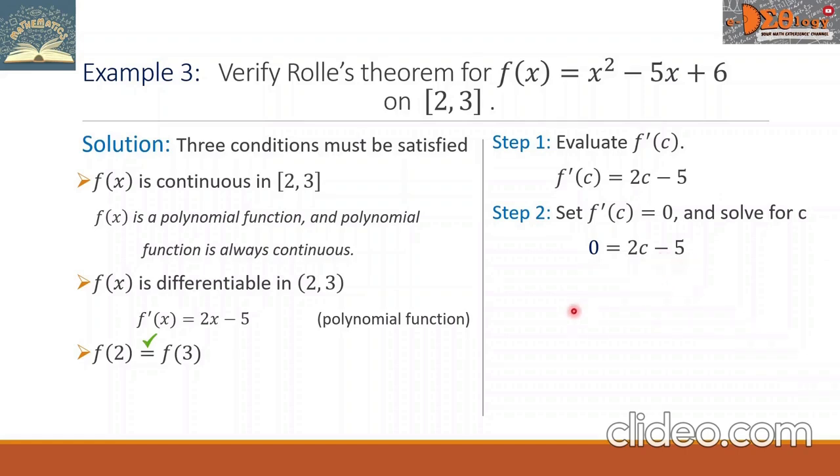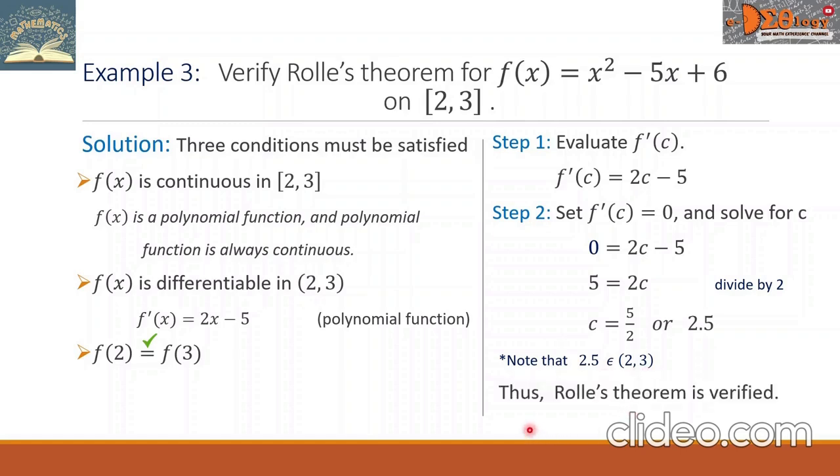We transpose negative 5 to the left. From negative, it becomes positive 5. Then, we divide the equation by the coefficient of c, which is 2. Then we get the value of c as 5 over 2. Or in decimal, we write 2.5. There is one thing that we need to check here, that this value 2.5 must be an element of the open interval from 2 to 3. And indeed, it is. So, Rolle's theorem here is verified.